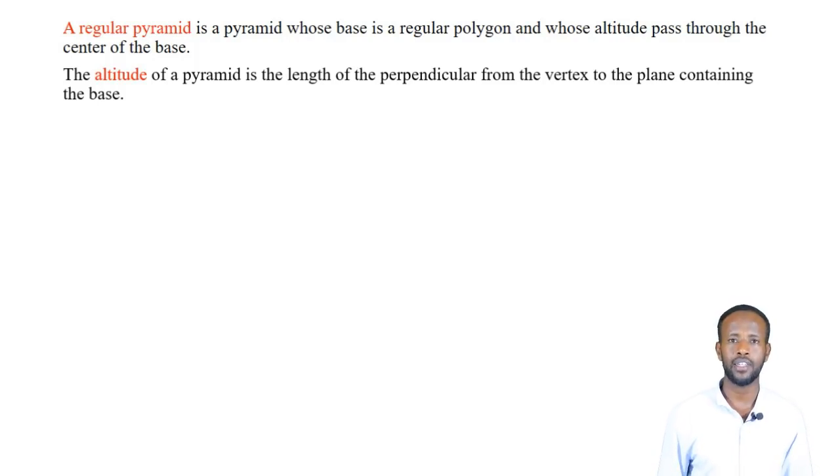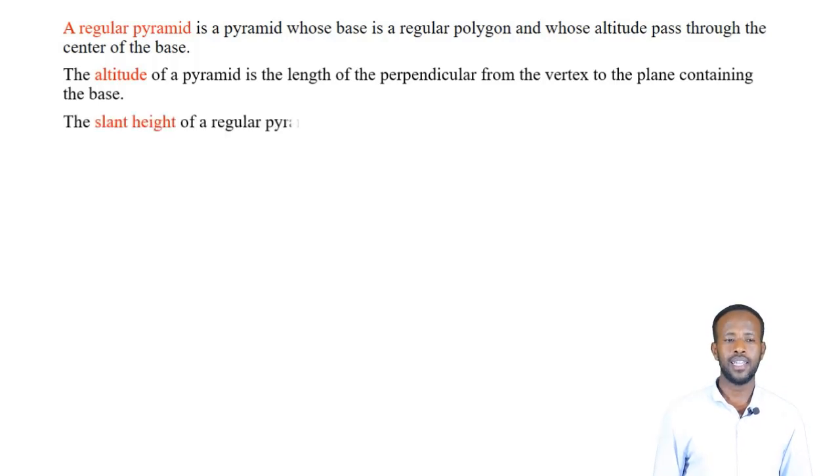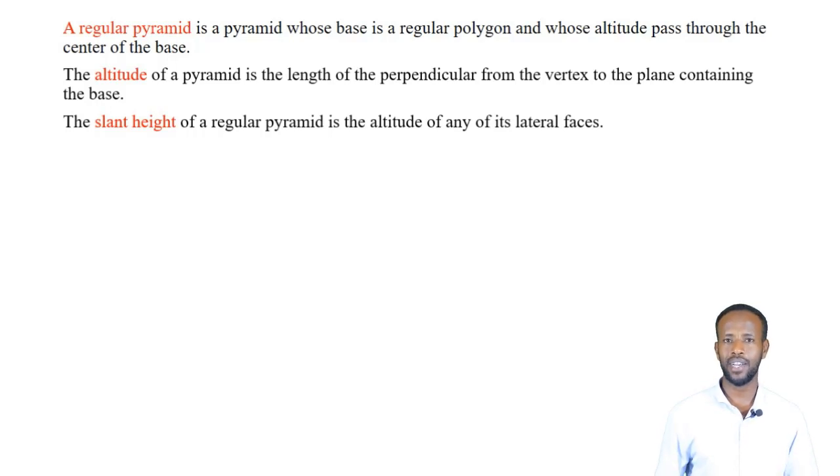Okay? Now, the slant height of a regular pyramid is the altitude of any of its lateral faces. There were lateral faces on the pyramid. From the lateral faces, the altitude is called slant height. These are basic terms. If we get this, we will understand our lessons. If we do not get these points clearly, nothing will be understood from the lesson. So slant height and altitude, you have to differentiate. Slant height is the altitude of the lateral faces. It may be any one of the lateral faces. Okay.